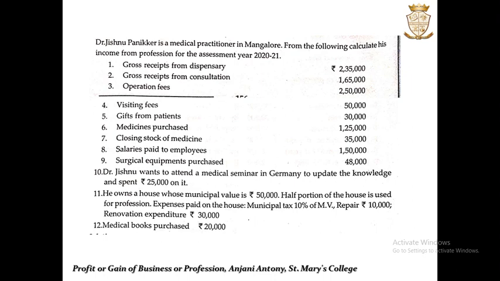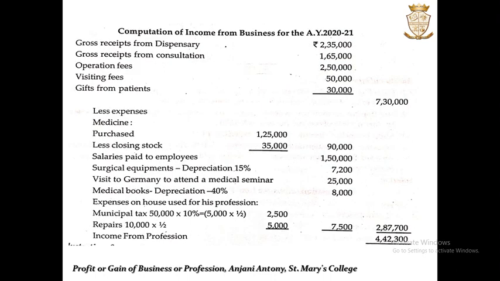Now going to the answer. Computation of income from profession for the assessment year 2020-21. Gross receipts from dispensary, gross receipts from consultation, operation fees, visiting fees, gift from patients. These are the incomes which Dr. Jishnu earns through the profession as a medical practitioner, and the sum total will be 7,30,000 rupees, and we are going to deduct the expenses.